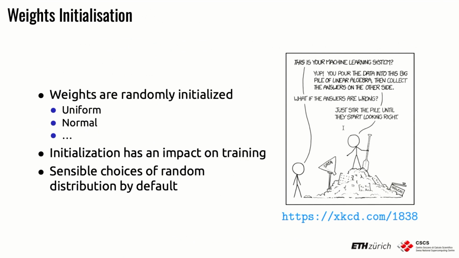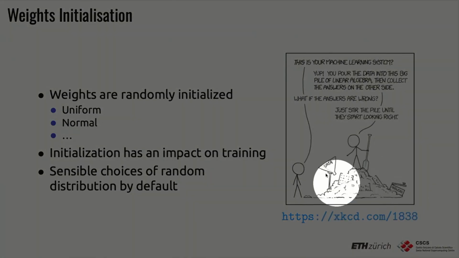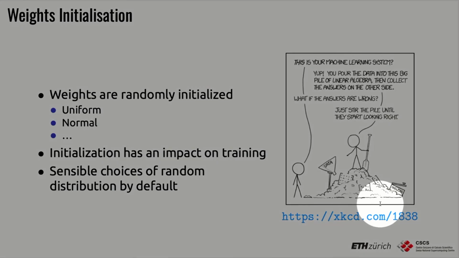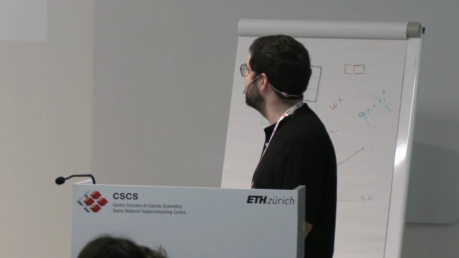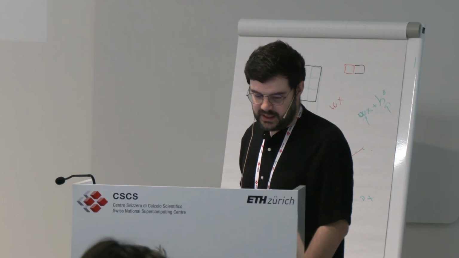Then another big topic is weight initialization. So how do you initialize the weights of your model? And here we have a very nice XKCD comic where essentially it shows that the neural network is a pile of linear algebra where you put your input data and you collect the answer on the other side. And if the answer is not good, you just steer the pile to make it look good. And this is a very comic description of the learning loop in deep learning.